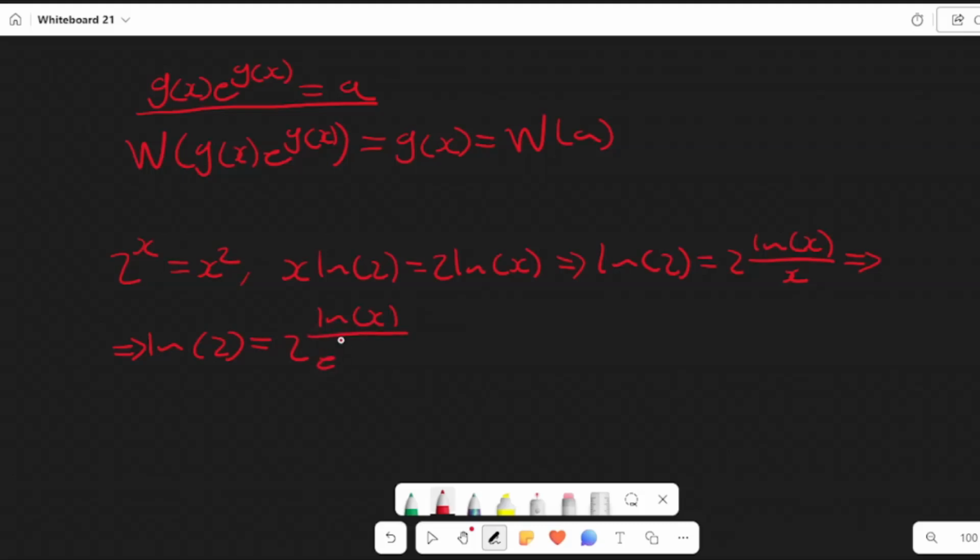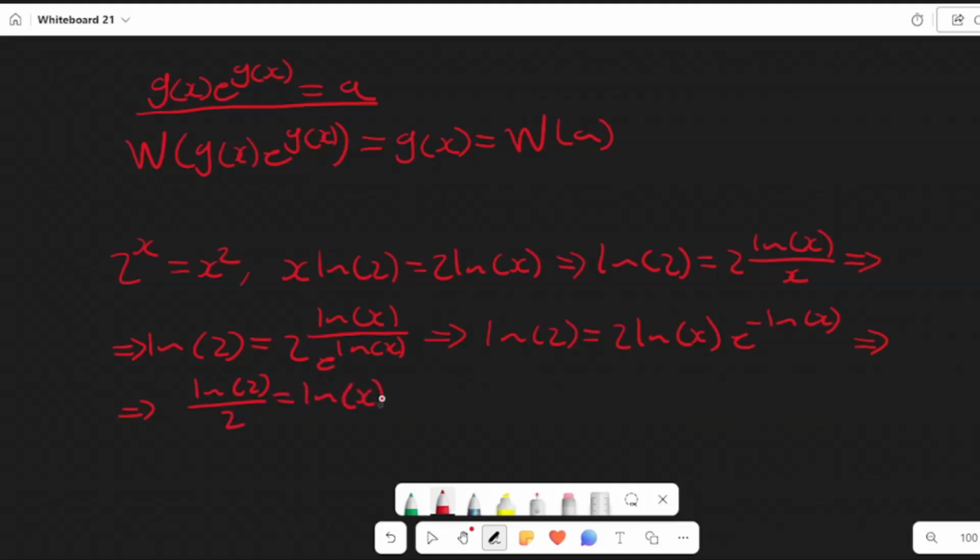the ln of x. And when I divide an exponent, I can simply just rewrite it as a multiplication, but with a negative sign here. So this becomes natural log of 2 is equal to 2 natural log of x times e to the negative natural log of x. And I can just divide by 2, because what happens then is we have natural log of 2 over 2 is equal to natural log of x times e to the negative natural log of x.